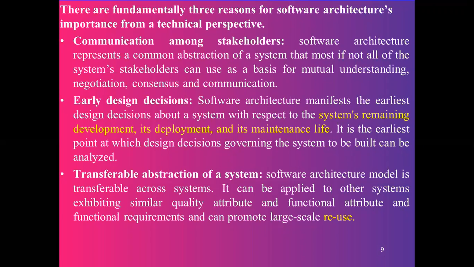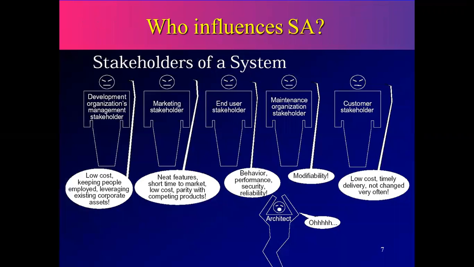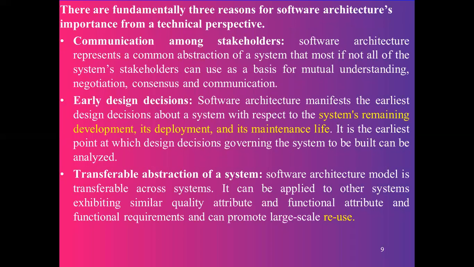mutual understanding. Here you can see different stakeholders are there. The end user stakeholder and the development organizations will communicate with each other. The end user or the customer will give the requirements to the development organizations. They are communicating by their mutual understanding. Whenever the end user or the customer is satisfied with that organization based on their requirements, then only they are going to communicate for the next task. So this is the communication among stakeholders.